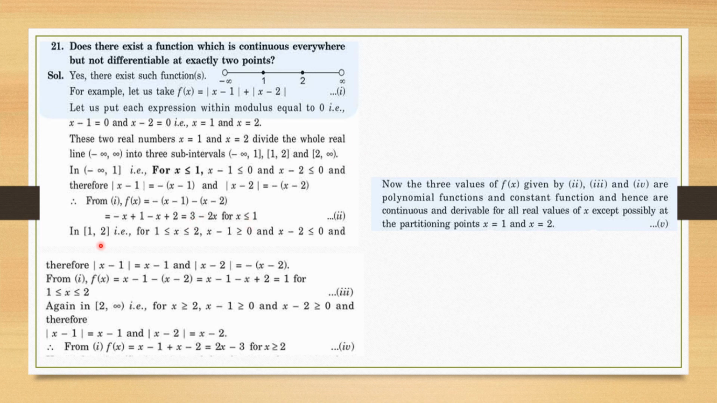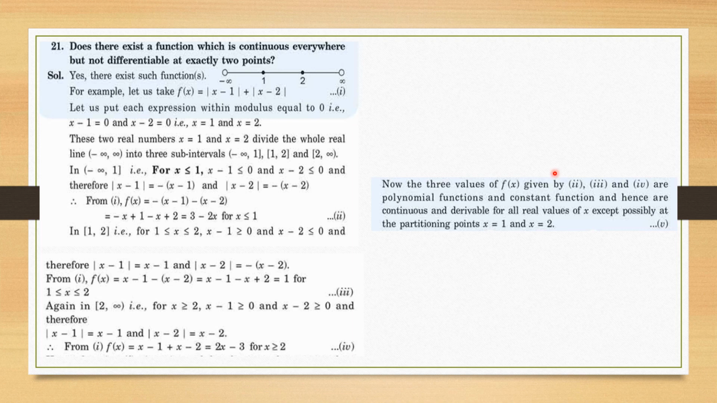Now between 1 and 2, what is going to happen? Say like 1.5. x minus 1 is positive and x minus 2 is negative. So f(x) will be (x minus 1) minus (x minus 2), that is 1. And for the last interval, greater than 2, I take say 2.5. This will be positive, this will be positive. So both added will give me 2x minus 3.